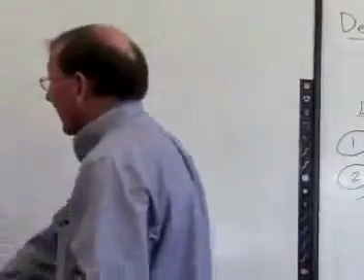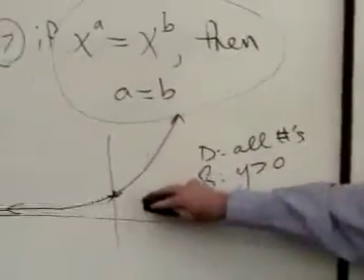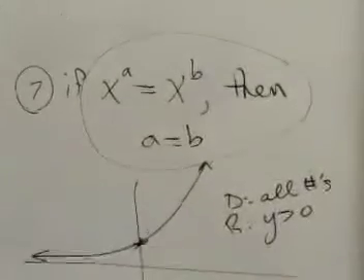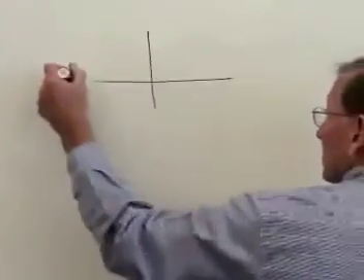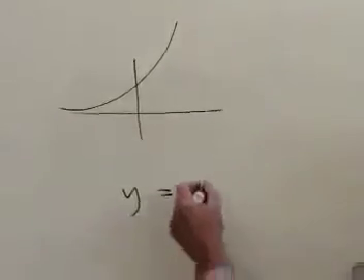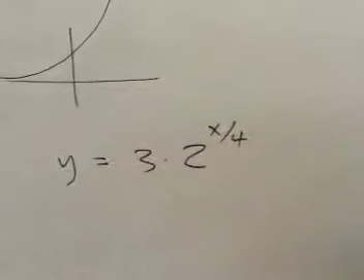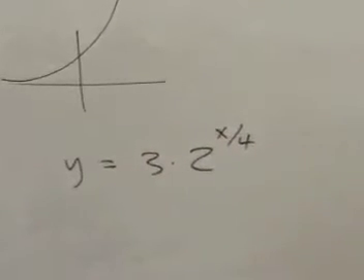I now want to come back to these types of problems, and in fact, I want to come all the way back to exponential graphs. So we certainly remember what the graph of 2 to the x looks like. My question to you is, what does this graph look like? 3 times 2 to the x over 4. And we have to remember some of the transformations that we learned earlier in the year.